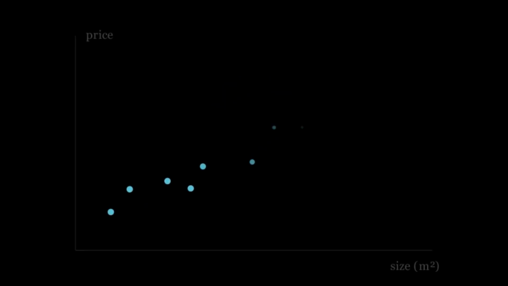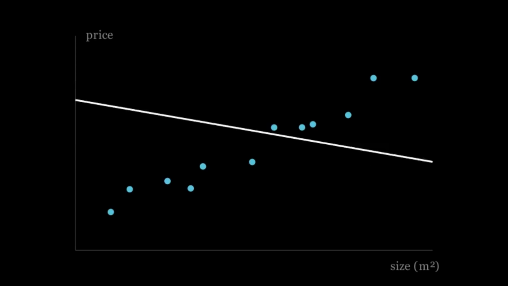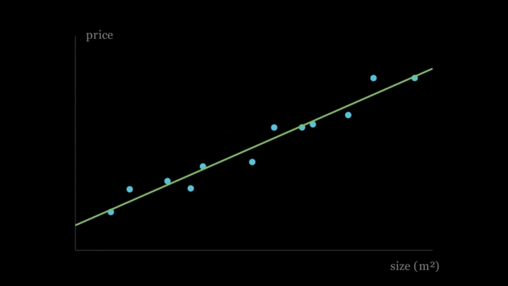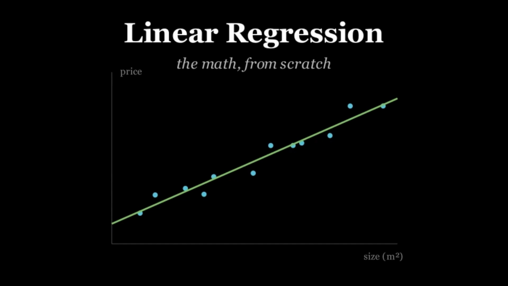Here are some data points: the size of a house and the price it's sold for. Your job: predict the price of a house you have never seen. The oldest, simplest, and still one of the most useful answers in machine learning is: draw a straight line through the data. But which line? Out of infinitely many lines you could draw, how do we find the best one? That question and its answer is what this video is about.